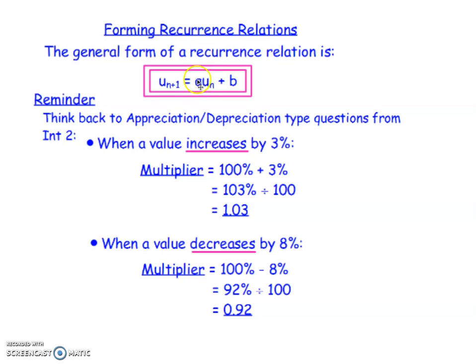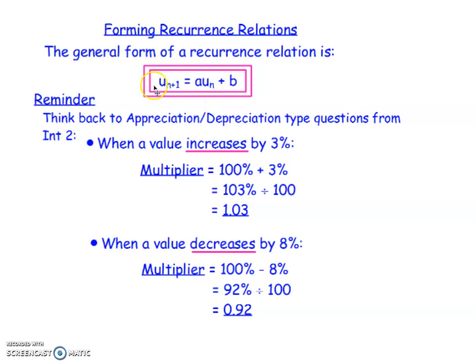The a can be found by doing the same calculations that you did for appreciation and depreciation back in National 5. So, when a value increases by 3%, you would do 100 plus 3, divided by 100, and that gives you 1.03. When a value decreases by 8%, you would do 100 subtract 8, divided by 100, and that gives you 0.92. So remember, 1 point indicates an increase, and 0 point indicates a decrease.